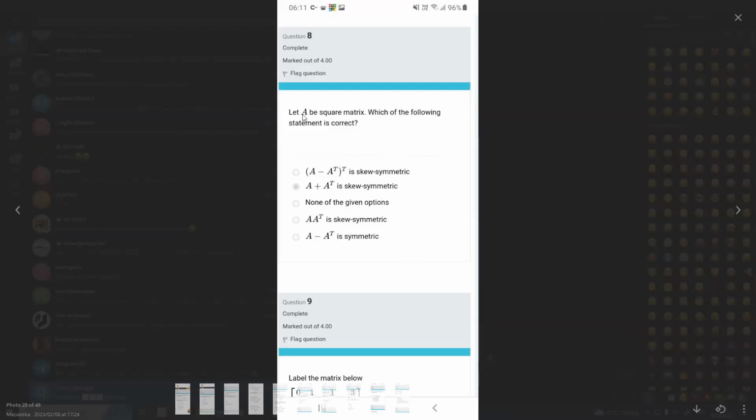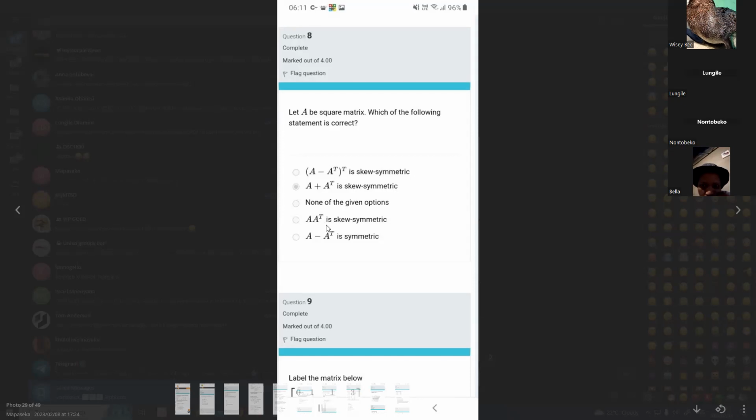It says, let A be a square matrix. Which of the following statements is true? It says this is symmetric, it's skew symmetric. And then it says this whole thing is skew symmetric, and this is skew symmetric, and this is skew symmetric. Can I just write it down? I can't edit here, so we need to go back to the whiteboard. Let me quickly jot it down.